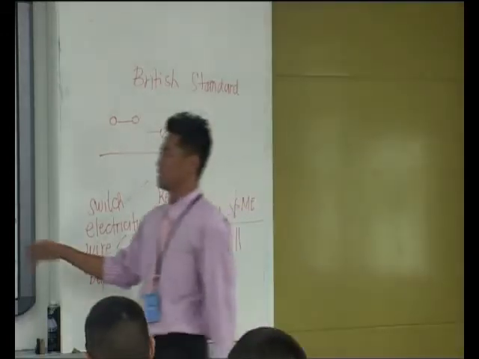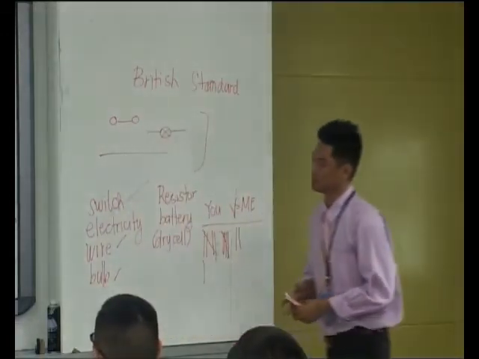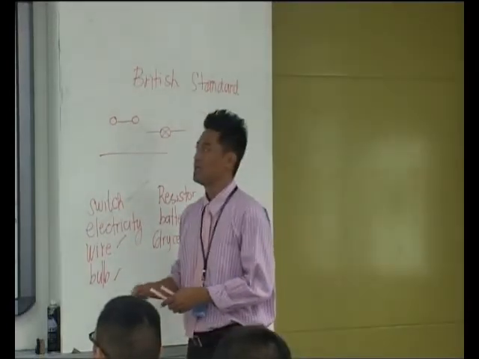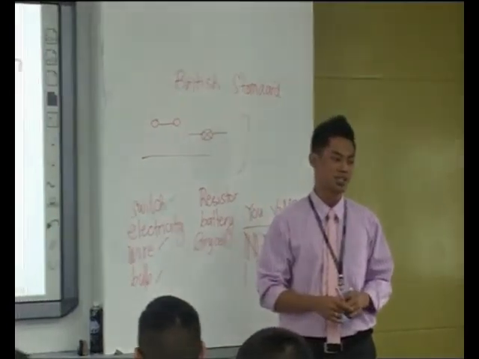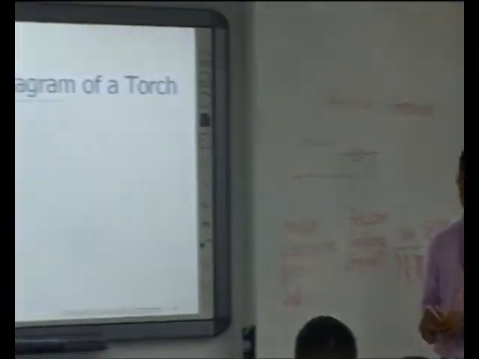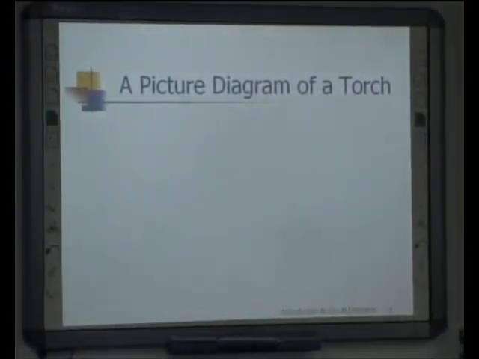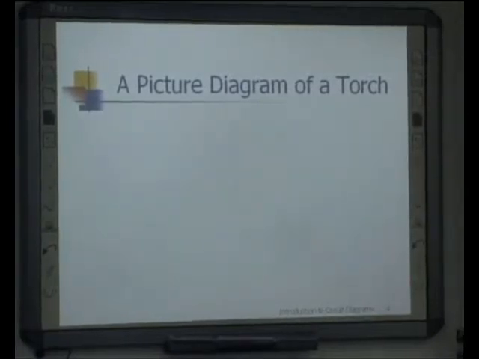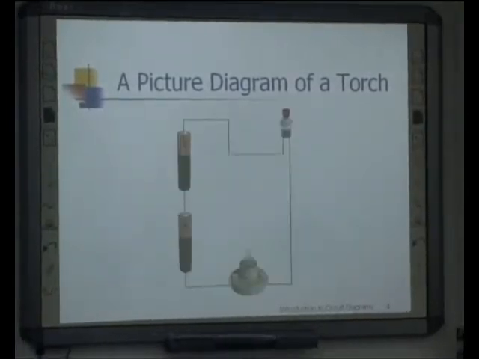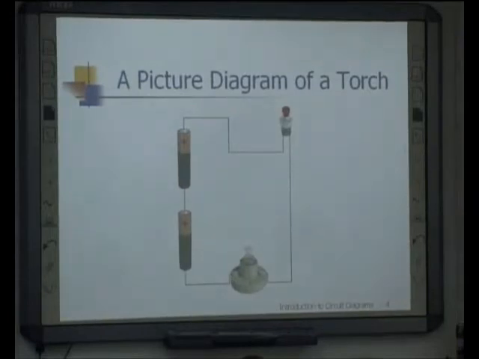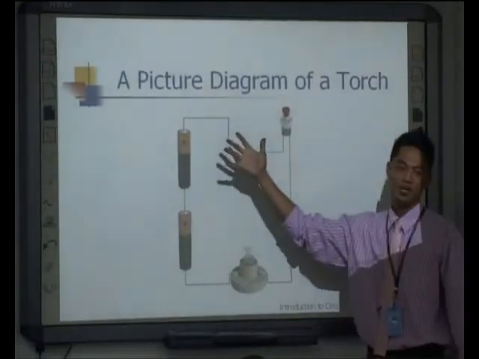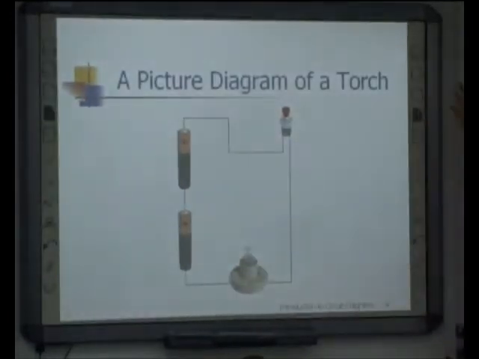Okay, so let's start with this. If you say torch, this is commonly termed as a flashlight. I guess everybody knows what a flashlight is. Alright, so this torch is made up of, can you name the components here? Can you name the components of this torch?